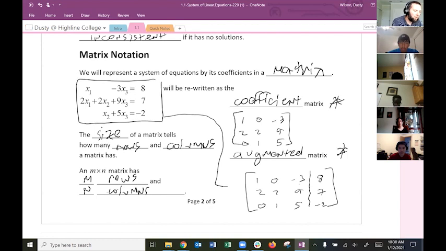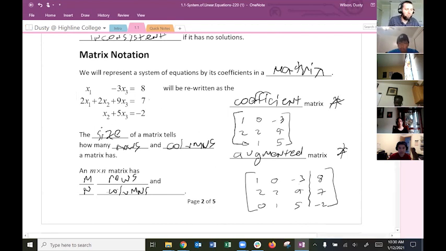Questions about this vocabulary and what the various symbols mean? So one thing before we leave here, we always write the rows first and then the columns, and usually we'll do it in the lower right-hand corner of a matrix if we're going to write it. So what are the dimensions of this augmented matrix? 3 by 4. Good. And then the coefficient matrix is what dimension? 3 by 3.